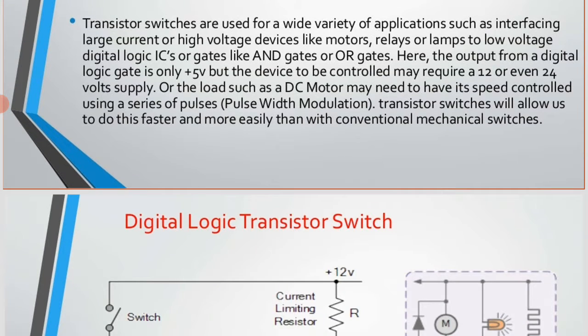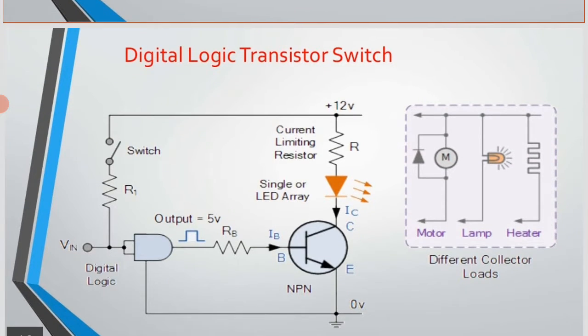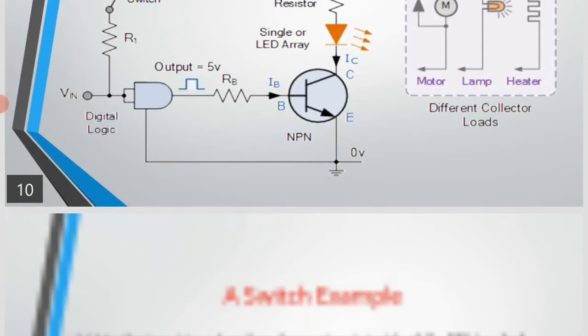Digital logic transistor as a switch, transistor switch. There is a transistor with collector, base, emitter, resistance R1, current limiting resistance R, the LED single or LED array, and RB is the base resistance. Different collector loads are used in the diagram. So the digital logic transistor acts as a switch.